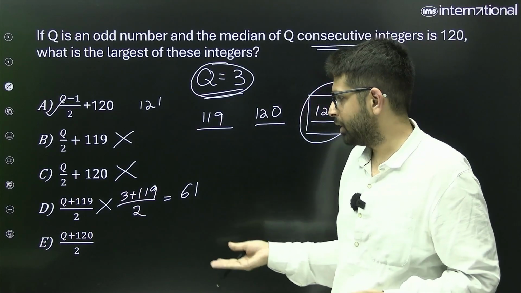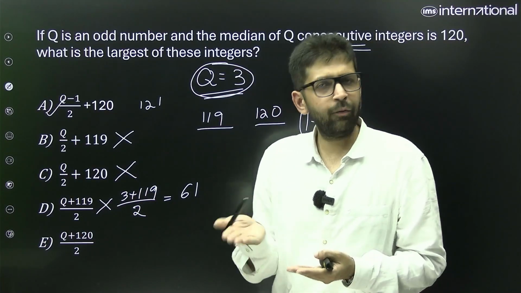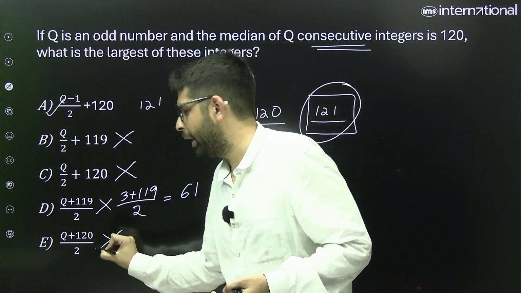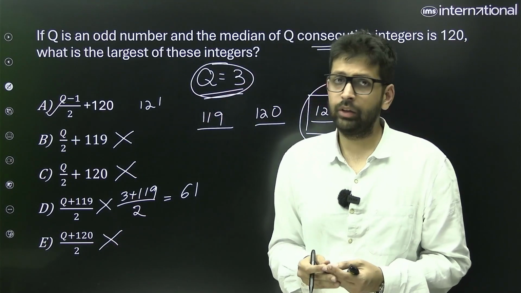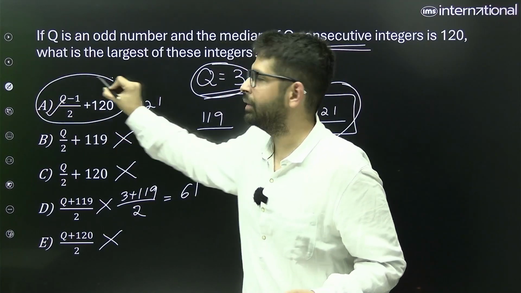And if I look at option E, Q plus 120, 3 plus 120 is 123, and 123 upon 2 is also going to end in decimals, right? So therefore, all the remaining 4 options were wrong. Option A would have been the correct answer.